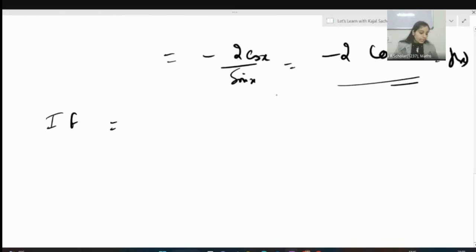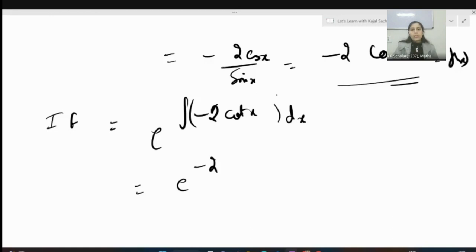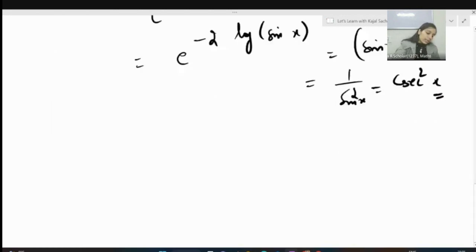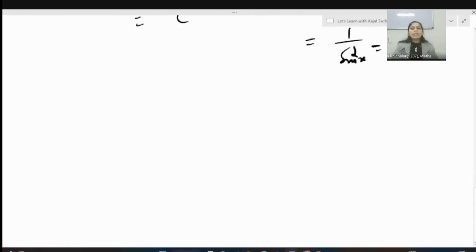In this case, the integrating factor is e raised to the power of the integral of minus 2 cot x dx. So integrating minus 2 cot x with respect to x, we know that the integration of cot x is log sin x. So sin x raised to the power minus 2 is the required integrating factor, or you can write it as 1 upon sin square x, or cosecant square x. So this is the integrating factor, cosecant square x. So multiplying by this makes the given equation exact.